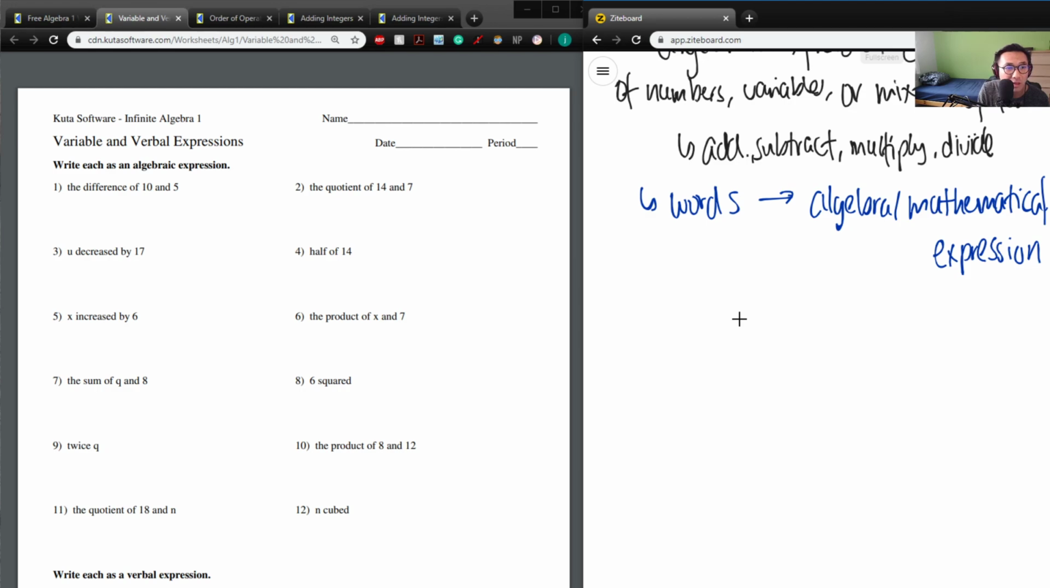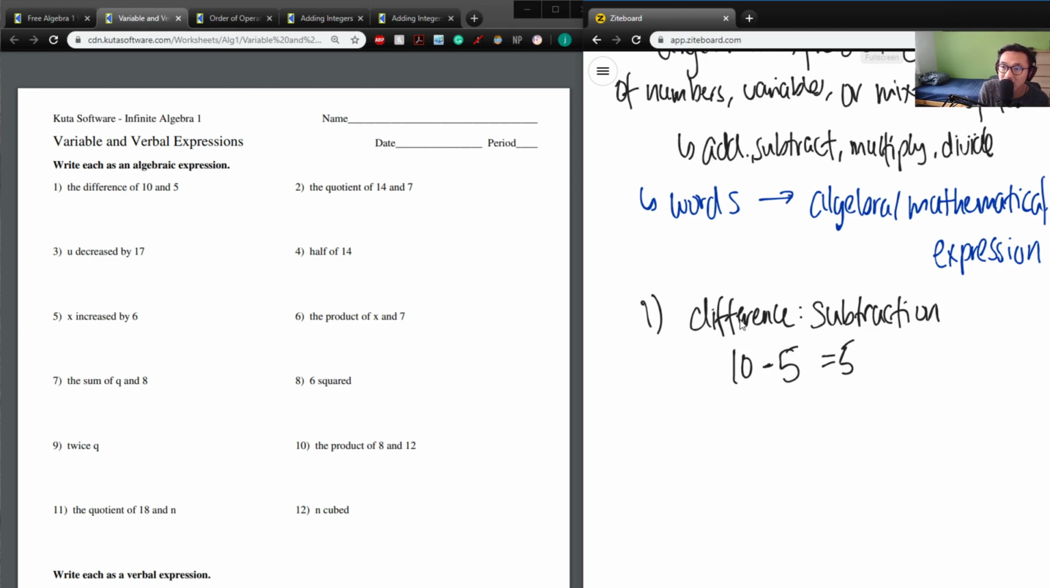Let's do number 1. Number 1 is really easy. We have the difference of 10 and 5. When we talk about difference, we're talking about the idea of subtraction. So the difference of 10 and 5 is simply 10 minus 5. We can solve this and turn it into an equation. 10 minus 5 obviously equals 5.